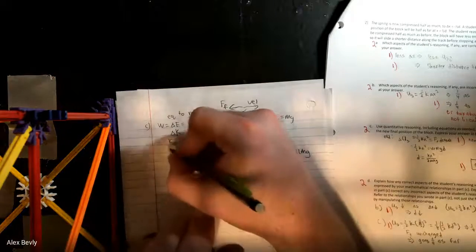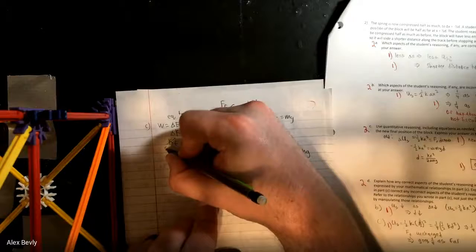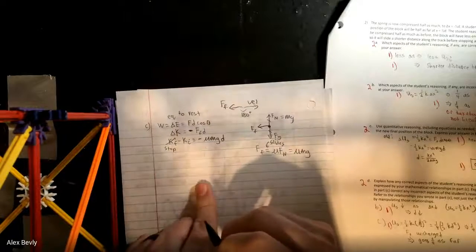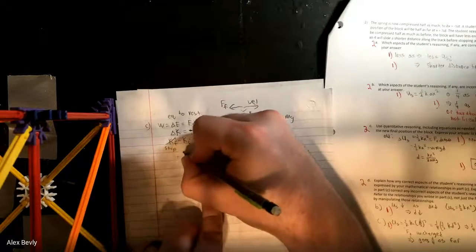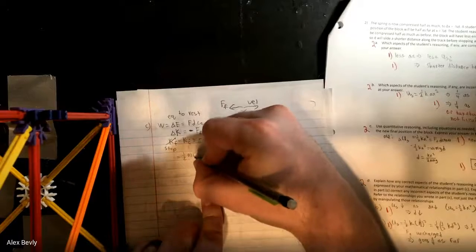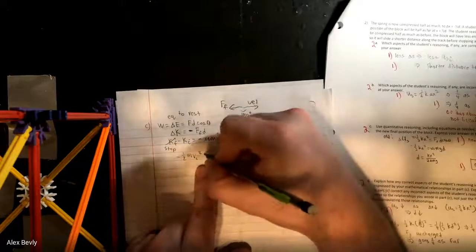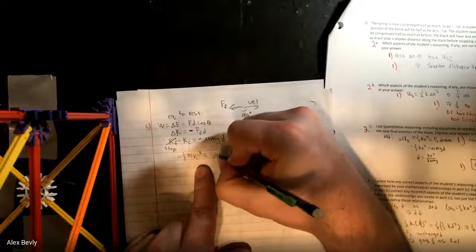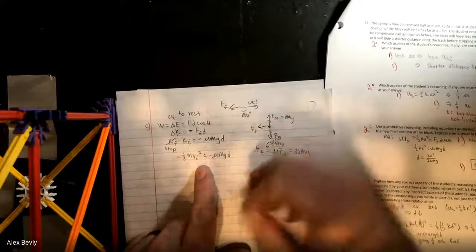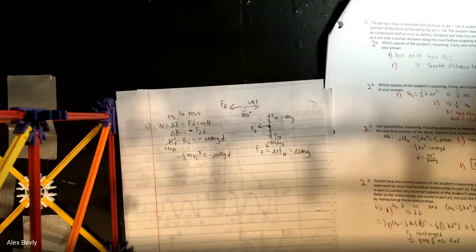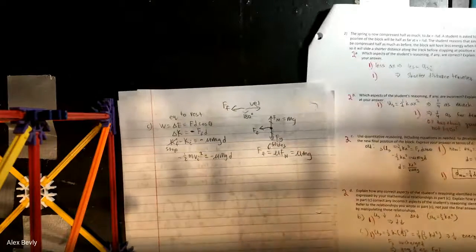I know we stop, so we end with no kinetic energy. So I end up with negative 1/2 mass times the initial speed squared, all equal to negative coefficient of friction, mass times acceleration due to gravity times distance. Actually, instead of this, let's do something a little bit easier.